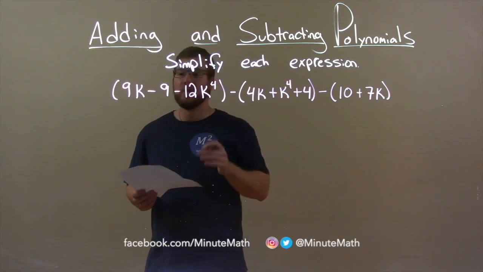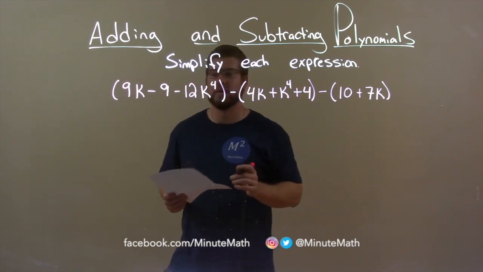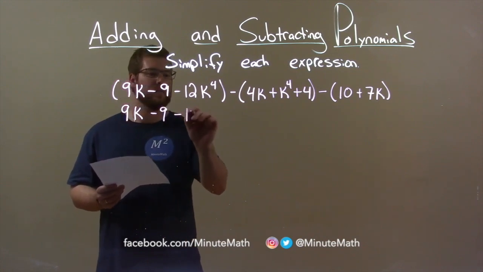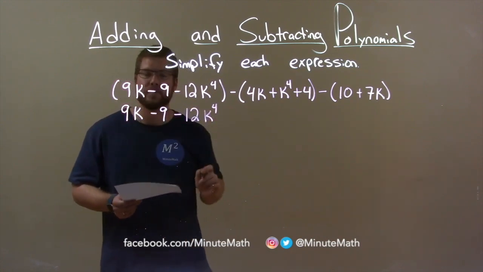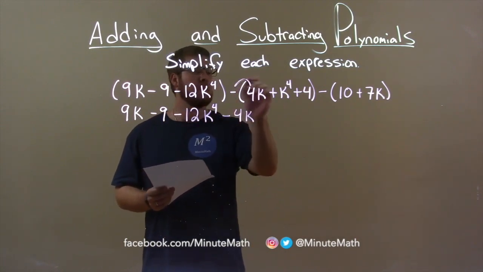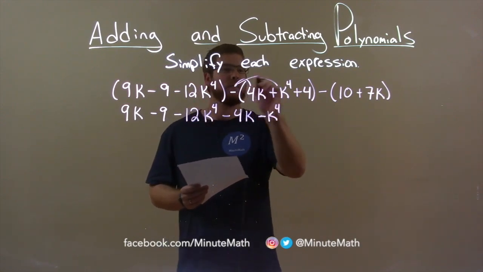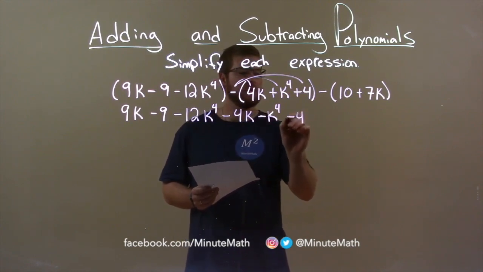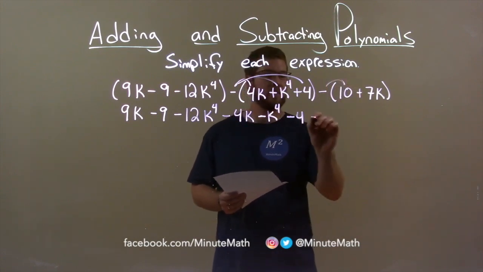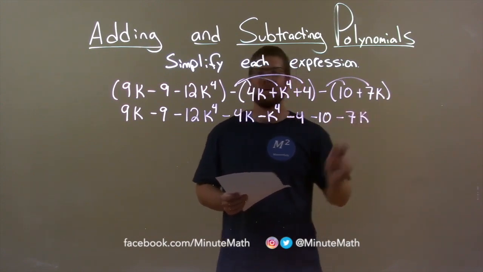From there, I then look and say, okay, I need to simplify what I can. I distribute the minus sign to both parentheses. So, first one just comes down, 9k minus 9 minus 12k to the 4th. Distribute the minus sign across. We have minus 4k here, then minus here, minus k to the 4th power. Then the last minus sign we distribute, and a minus 4. The second parenthesis we got to distribute. Minus times 10 is a minus 10. And the last one, a minus 7k here.